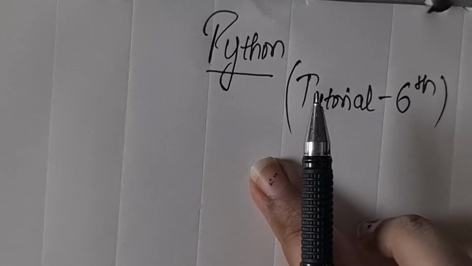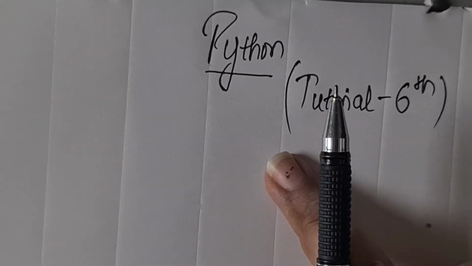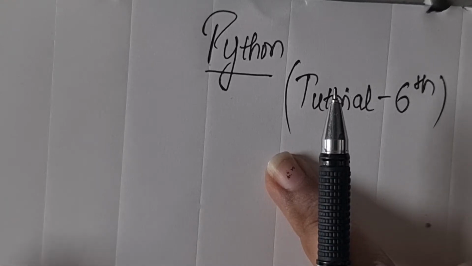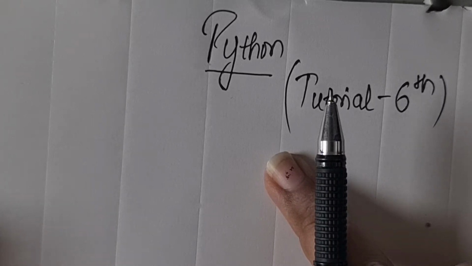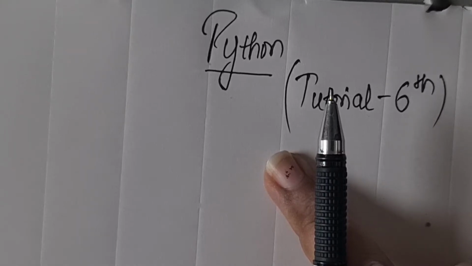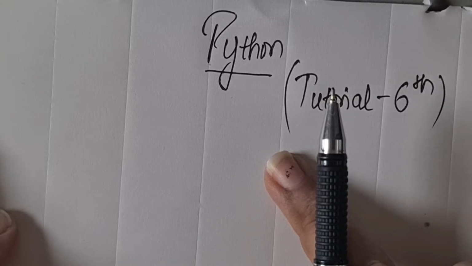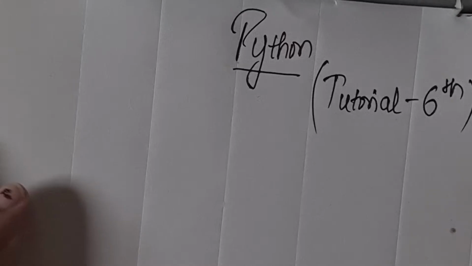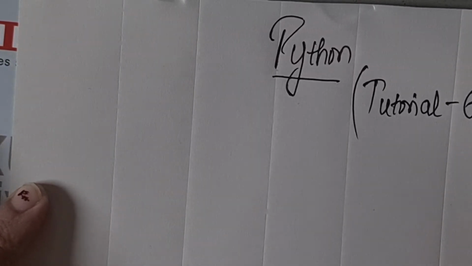Now, this is my sixth tutorial video of Python. In this video I will discuss a very important program, especially in the 9th standard of the ICSE board as well as the CBSE board. It is factorial: how to find a factorial using a Python program. First we should know what we mean by factorial.